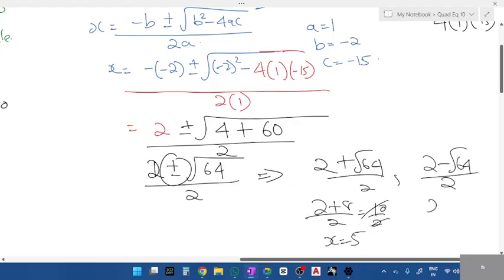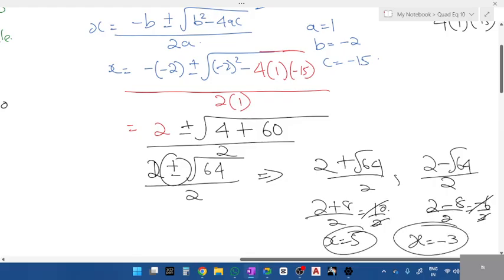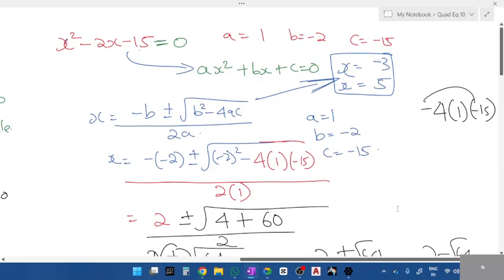Next, you won't get plus 5 minus 5. That's not the concept, Lemula. You won't get exactly plus 5 and minus 5. What's the answer? X is 5 and x is minus 3. Can you see the answer here? We got the same answer.